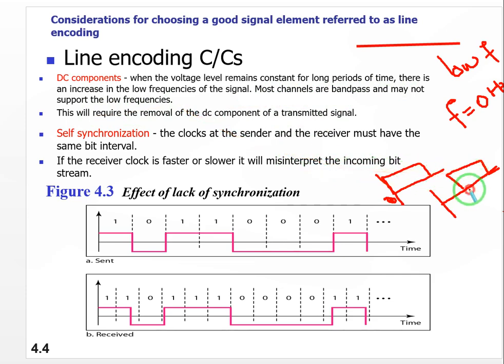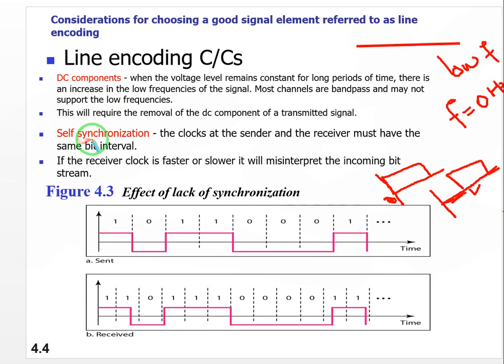Band pass is not supporting the low frequency, because low frequency is not in its range. So for this reason, we need to remove the DC component of the transmitted signal. Why are we removing the DC component? Because the channel is not supporting the low frequency. If you can see here, this is a low frequency, a DC component. This is a DC component. This is a DC component. For this purpose, we need to remove or reduce the DC component.